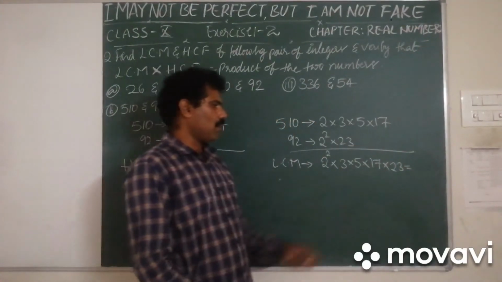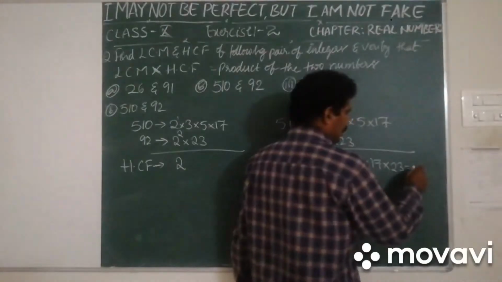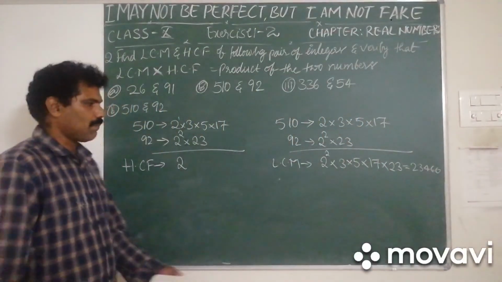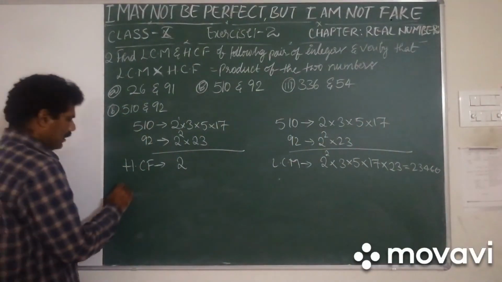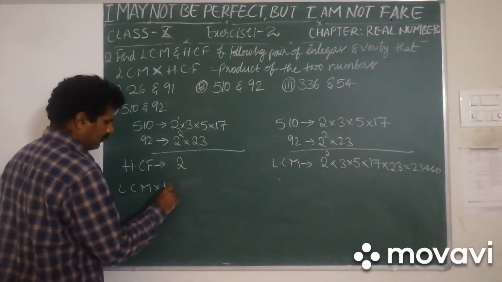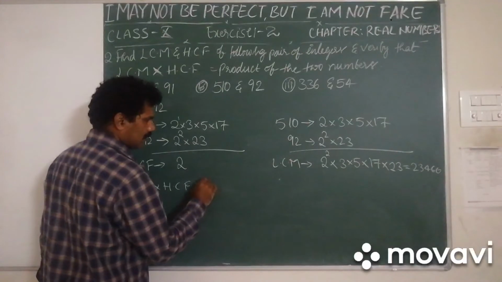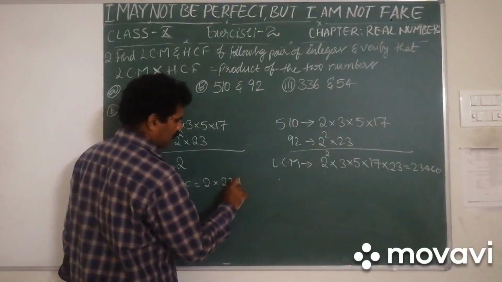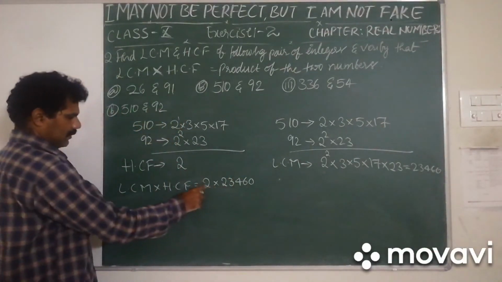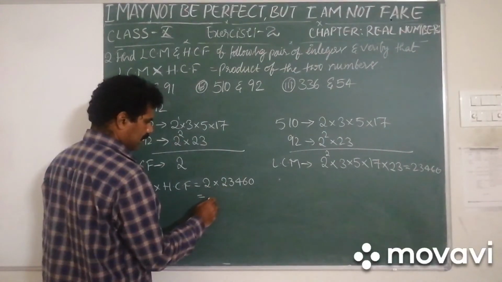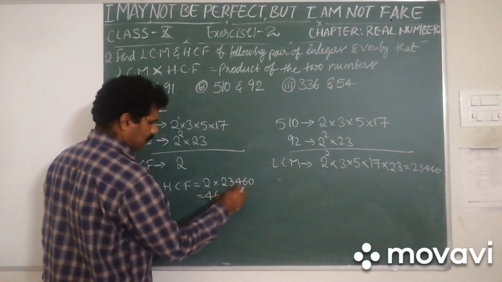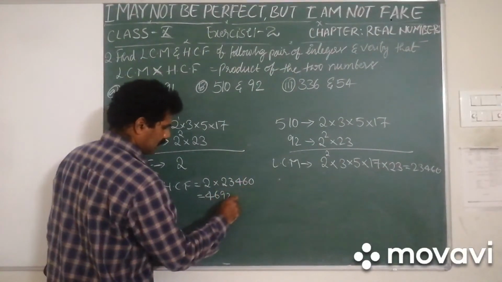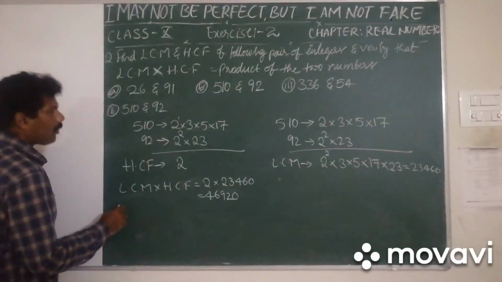Okay, now we have to take the product for this. So product for this is 23,460. Okay, and let us verify now. LCM into HCF. HCF is 2, into LCM which is 23,460. Okay, so this will be 46,920, isn't it? Yes, 46,920. Now product of the given numbers.